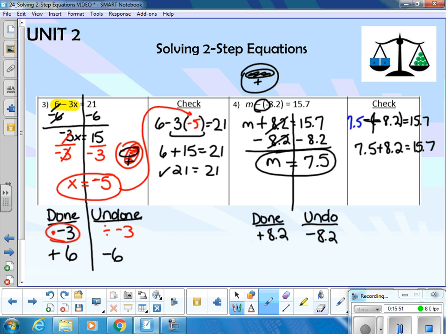Does it equal 15.7? Start on the right. 5 plus 2 is 7. Bring down your decimal point. 7 plus 8 is 15. Did I get the right answer? I sure did. So I know my answer is correct.